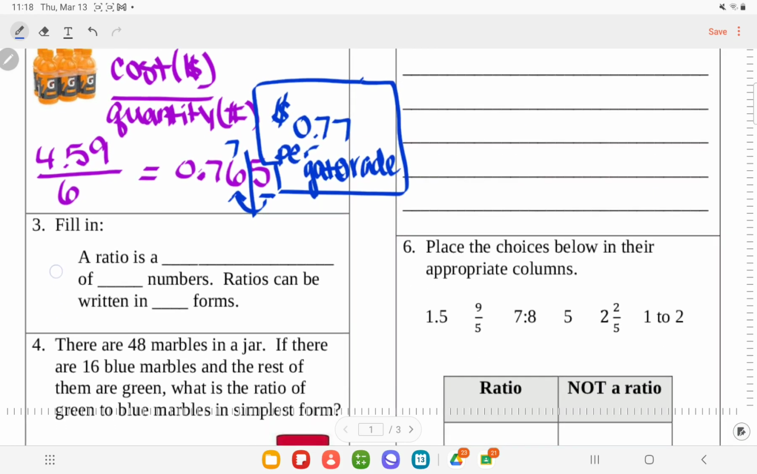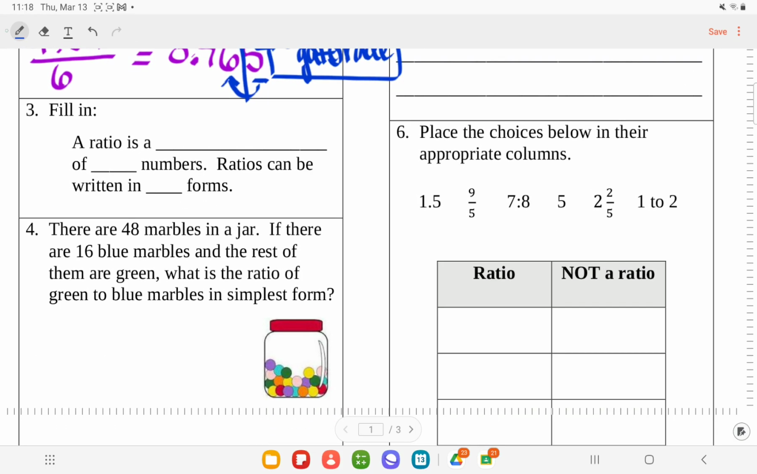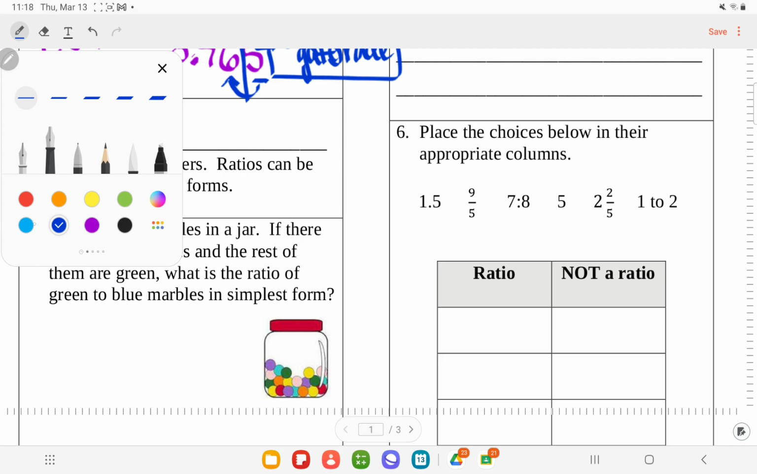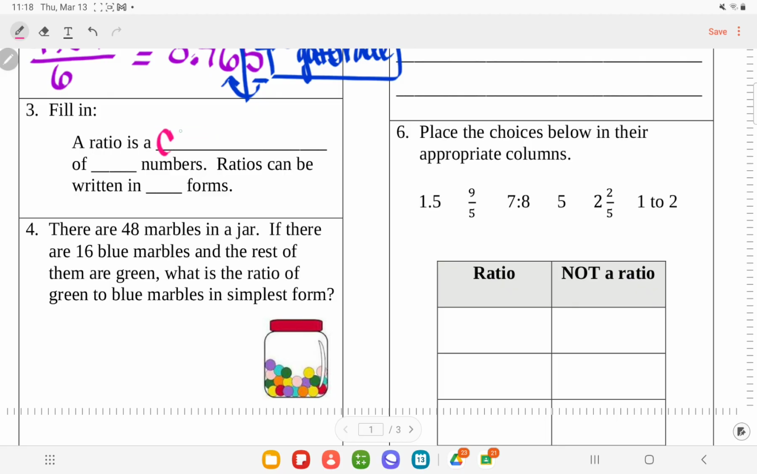Okay. Fill in the blank. A ratio is a, well, this is what we were talking about. This is the very first thing that we talked about on this video already. A comparison. Remember, they're written as fractions. It's a comparison of 2 numbers. There are 3 ways that we can write these. Ratios can be written in 3 forms.